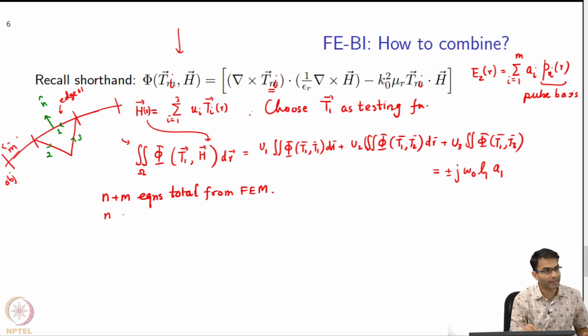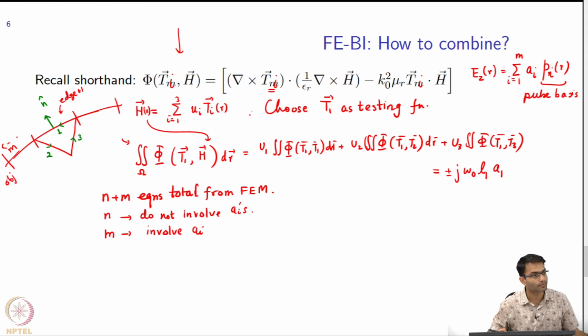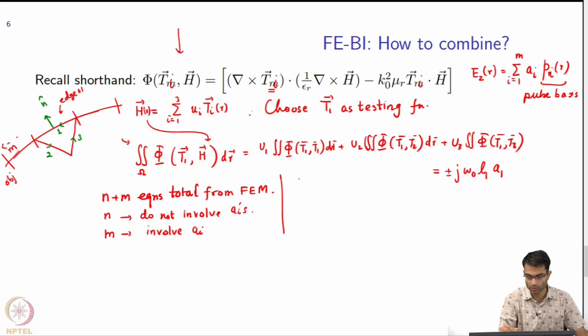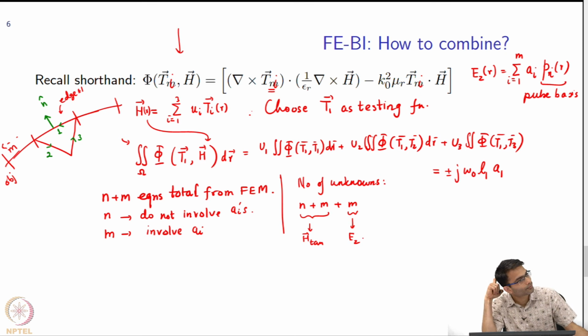Okay, n of them are interior, so they do not involve the AIs, obviously. Okay, m of them involve AI. But our number of variables in this problem has become how much now? If I am going to use this equation 5 over here, my number of unknowns has now become n plus 2m. So it's going to be n plus m plus m. So what are these? These are h tan, and what is this? Ez. So I am making my system of equations a little bit larger, right?